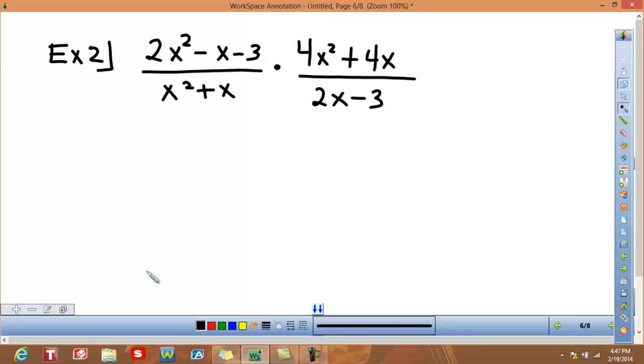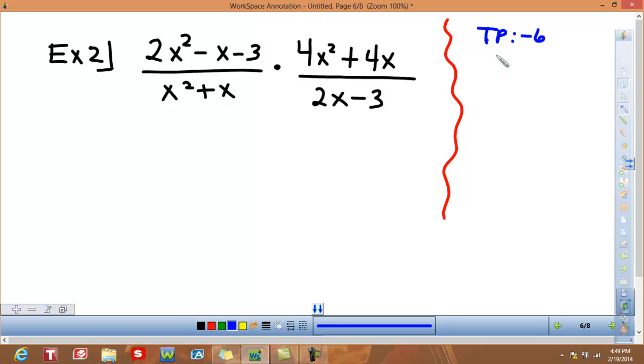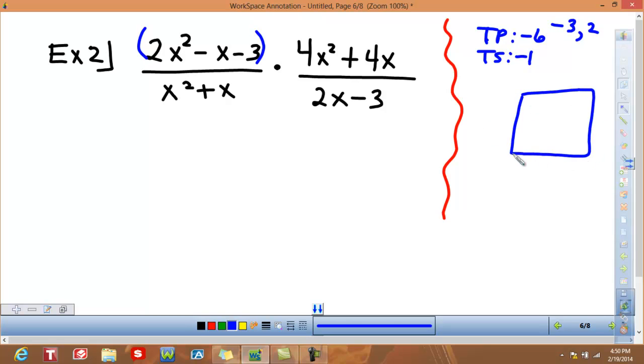Example 2. The key to all rational expressions is to make sure that you factor first. The target product is -6. The target sum is -1. The two factors that multiply together to give me -6 but combine to give me -1 are -3 and 2. We place these in our box.